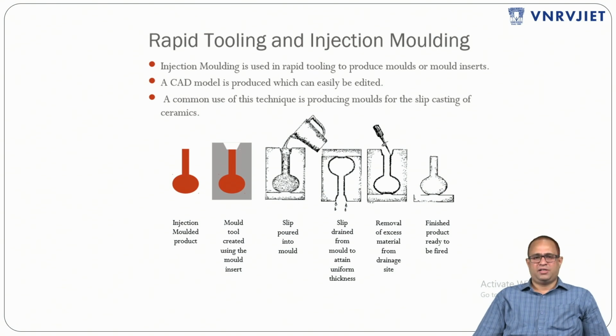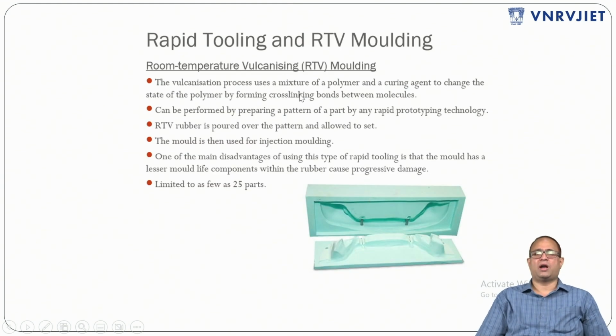Now, rapid tooling and injection molding. Injection molding is used in rapid tooling to produce molds or mold inserts. Here a CAD mold is produced which can be easily edited, and the common use of this technique is producing molds for the slip casting of ceramics. This part is made as an injection molded product, and then a mold tool is created with a mold insert. The slip is poured into the mold, then drained from the mold, followed by removal of excess material and finishing of the product. As you can see, that's how the CAD model and AM are used to finish the parts.